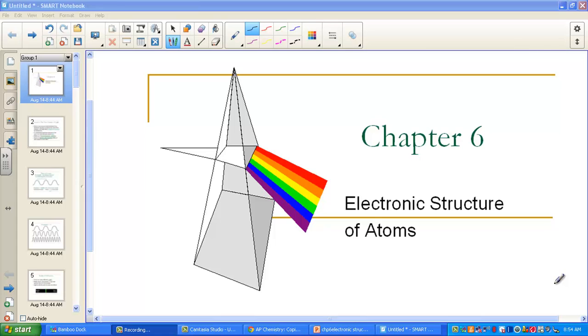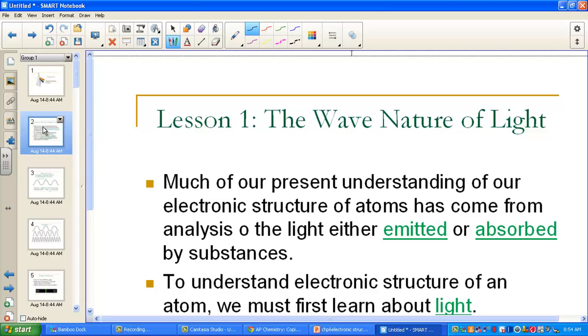This chapter will lay a strong foundation for the chapters that follow. We'll see the concepts of quantum theory being used to explain trends in the periodic table and the formation of bonds between atoms. So a very strong foundation for several of the next chapters coming our way. We begin our lesson in Lesson 1 by studying closely the nature of light.